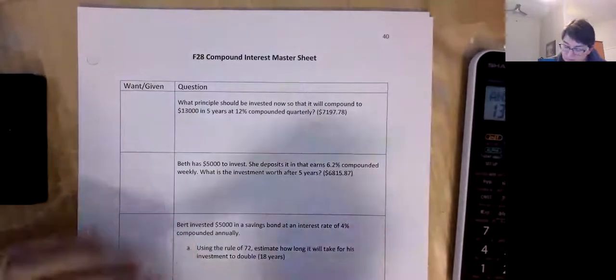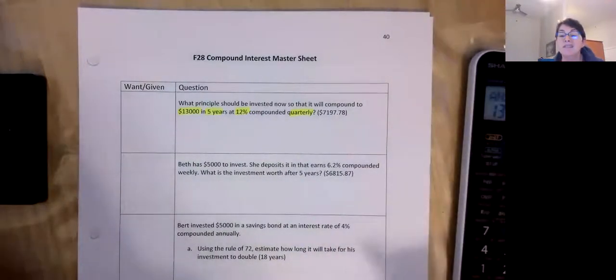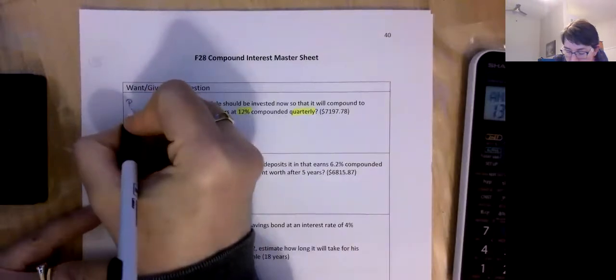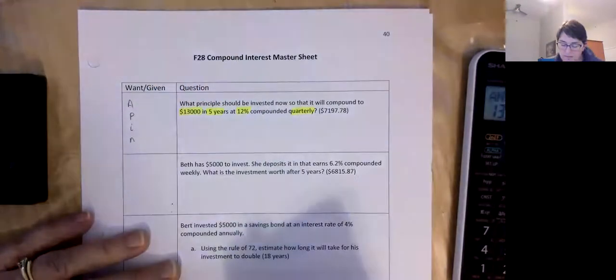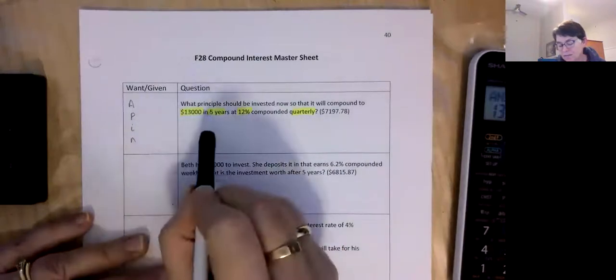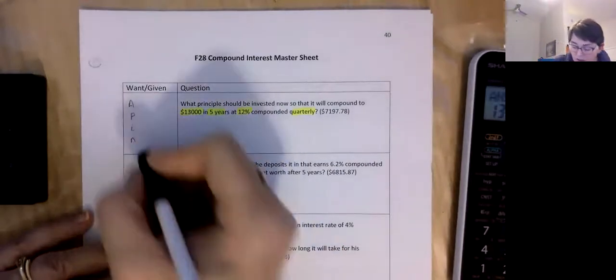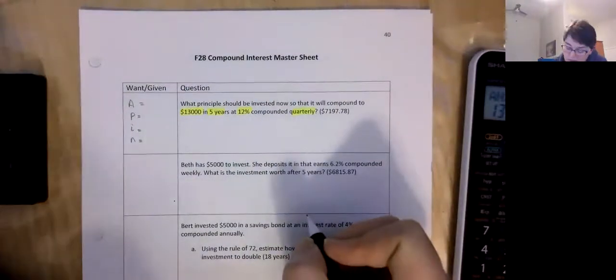What principal should be invested so it will compound to $13,000 in 5 years at 12% compounded quarterly? I can see I stole these from somewhere else because the answer is already there for us. Now, what do we want? So A, P, I, N. I could have written principal and things like that, but to make everything work, we're just going to put it all here, and you can clearly see what is given and what is wanted.